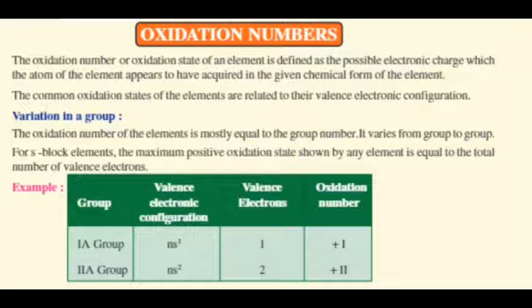Variation in a group. The oxidation number of the elements is mostly equal to the group number. It varies from group to group. For s-block elements, the maximum positive oxidation state shown by any element is equal to the total number of valency electrons. Example, group 1A, valency electronic configuration ns1, valency electrons 1, oxidation number +1. 2A group, valency electronic configuration ns2, valency electrons 2, oxidation number +2.